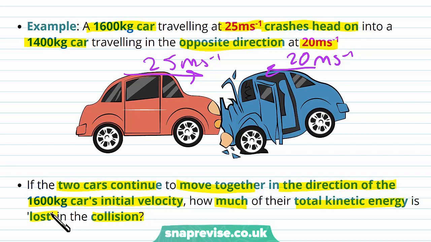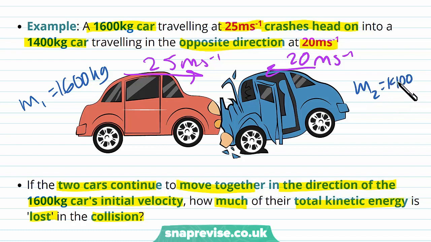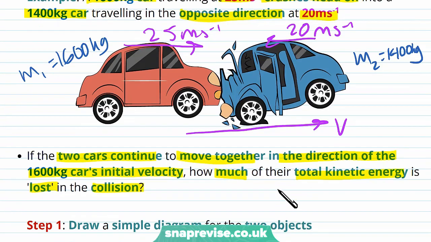Notice here that lost is in quotation marks because technically the energy isn't lost, it's just transformed into other types of energy. So we've been told that the car travelling at 25 meters per second is the car with mass 1600 kilograms, and the other car has a mass 1400 kilograms. But the combined system of the two cars moves off in the direction of the initial velocity of the 1600 kilogram car, so they move off in this direction.